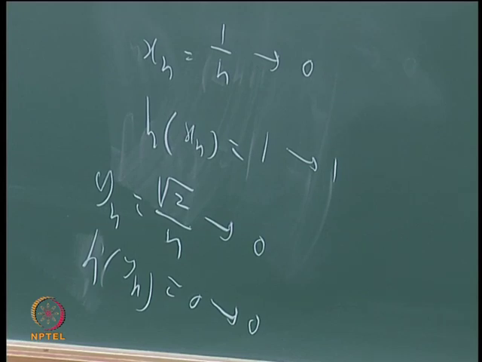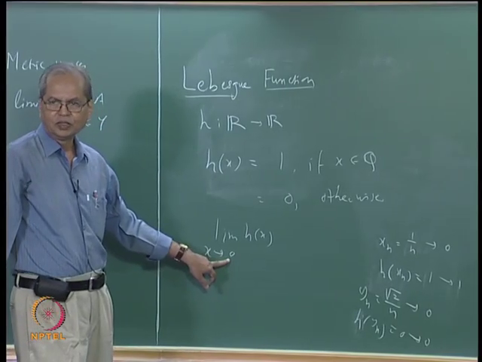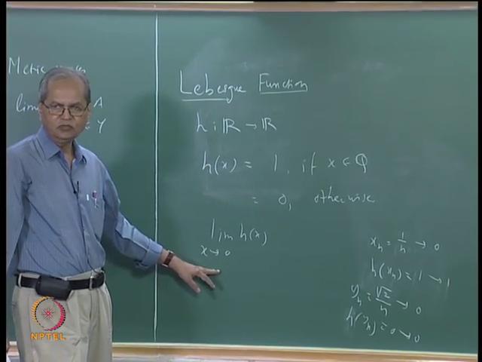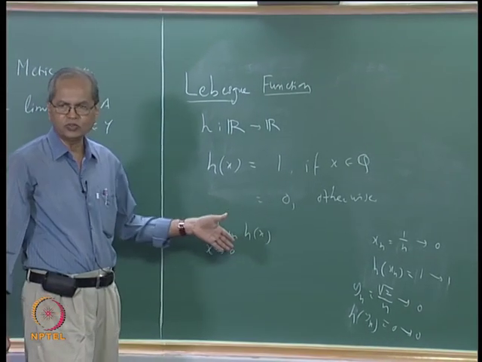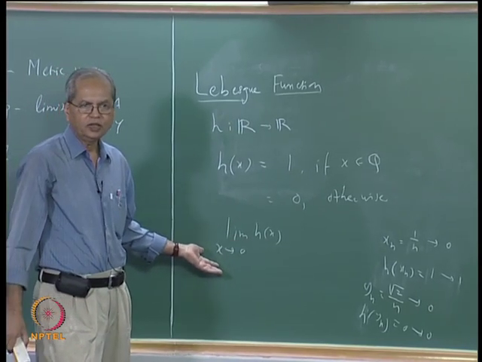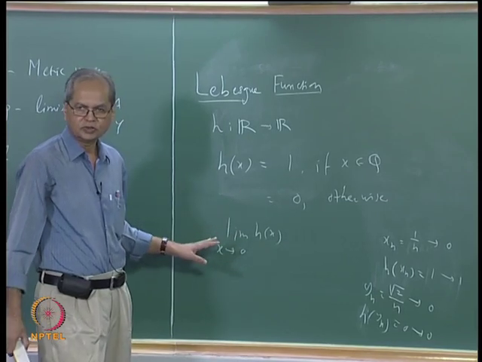And is it clear to you that there is nothing particular about 0 here? If I had taken any other number, still one can find one sequence of rational numbers converging to it and another sequence of irrational numbers converging to it, and you can produce a sequence like this. All right.